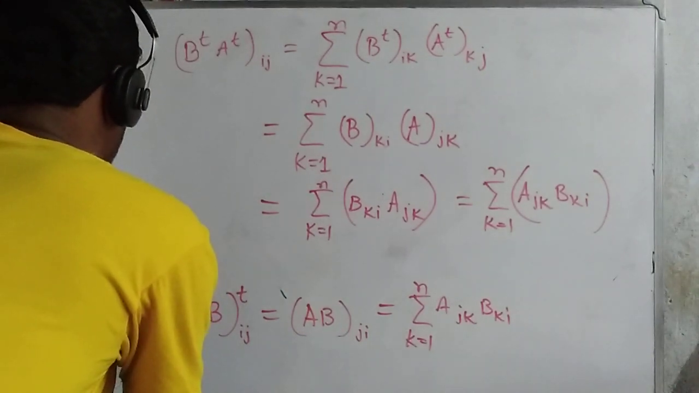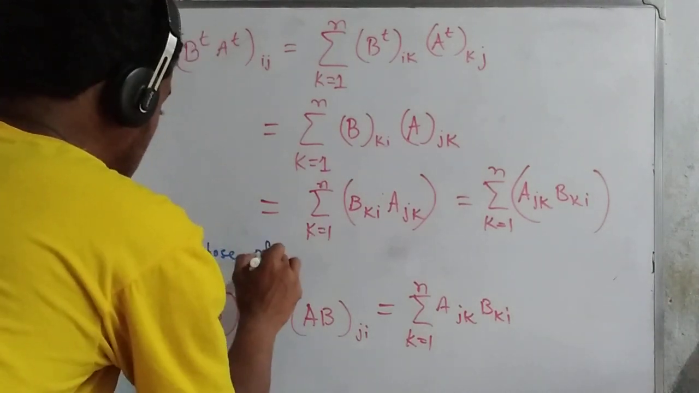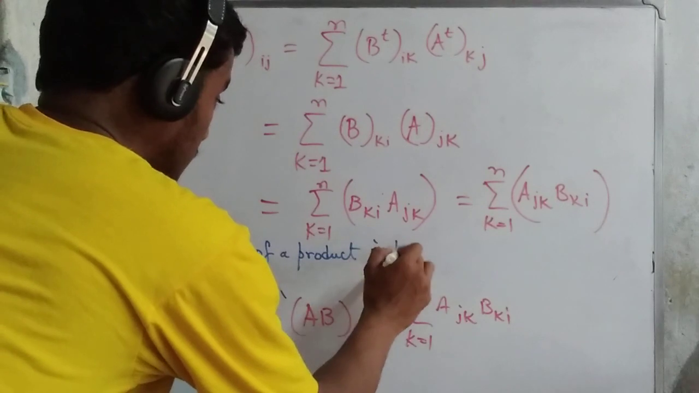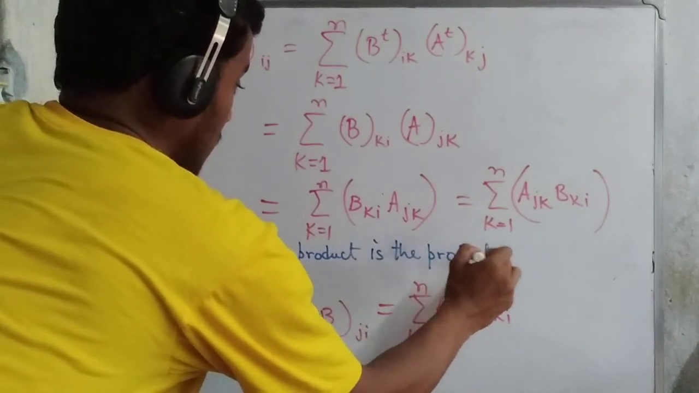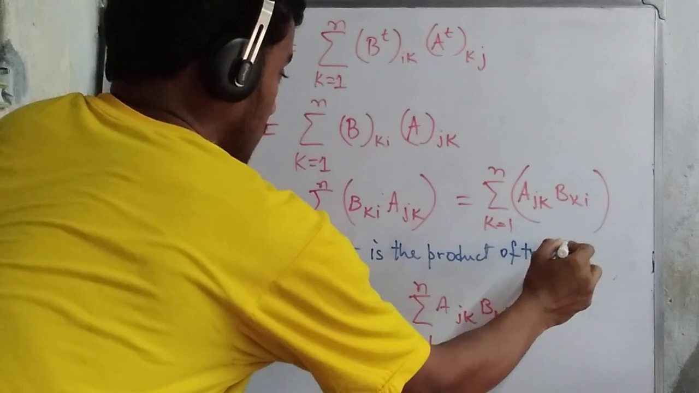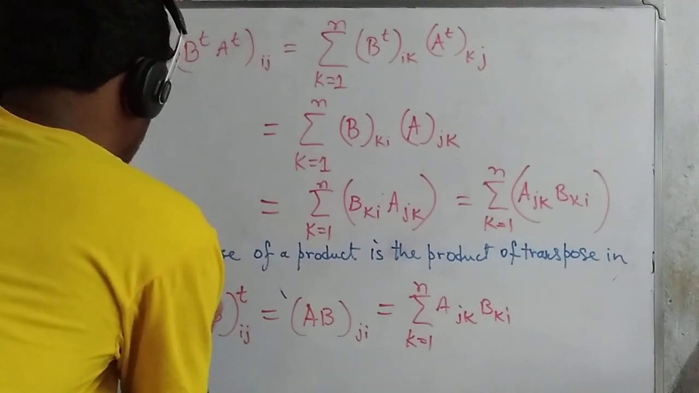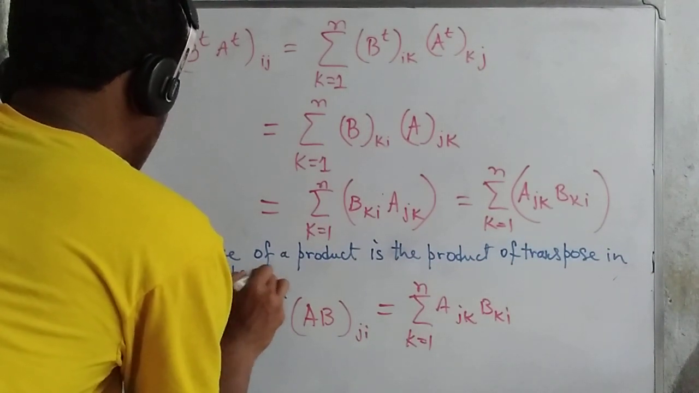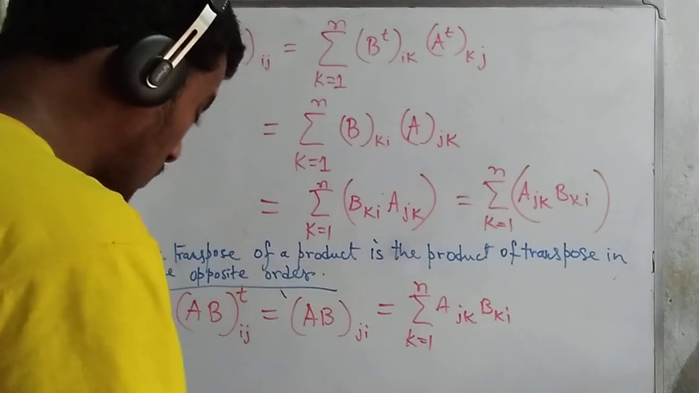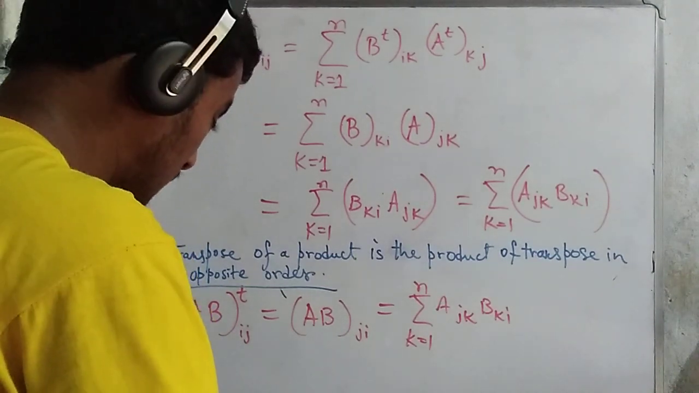Therefore the transpose of a product is the product of the transposes in the opposite order. Understood? So now we going to discussion on theorem related to that topic.